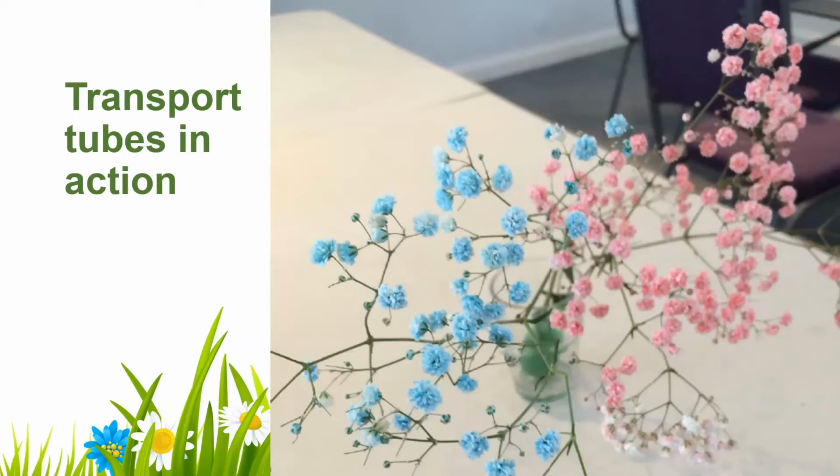Here you can see the transport tubes in action. If you look carefully in the base of the cup, you'll see two balloons. We cut the plant stem in two and put half in each balloon. In the balloon, there were different coloured dyes. Why do you think the very end of the flower has remained white?